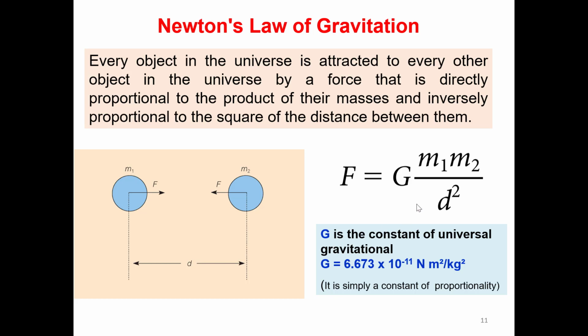And G, the uppercase G in this case, is the universal gravitational constant. It's just a constant, like the k we use in our equation, a constant of proportionality. This value is a really small number. It's 10 to the power of minus 11.